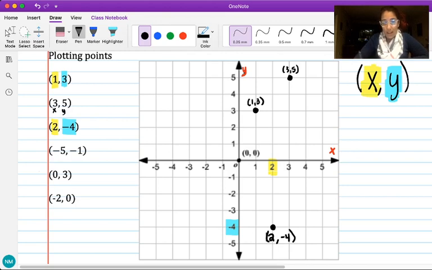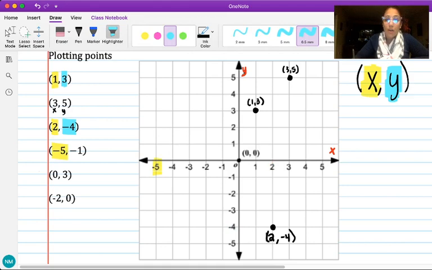What about (-5, -1)? So I'm going to go to -5. Let's erase this. I'm going to go -5 on my x. And I'm going to go -1 on my y. So here's my point. I go -5, down 1. (-5, -1).